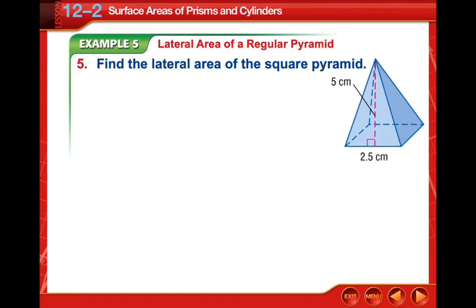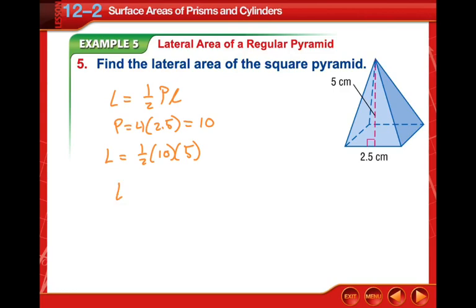So finding our lateral area again, lateral area here is 1/2 the perimeter times the slant height. Our slant height is 5, it's given to us, and it's a square pyramid, so our perimeter is just going to be 4 times 2.5, which is 10. So our lateral area is 1/2 of 10 times 5. 10 times 5 is 50. Half of 50 is 25 square centimeters.